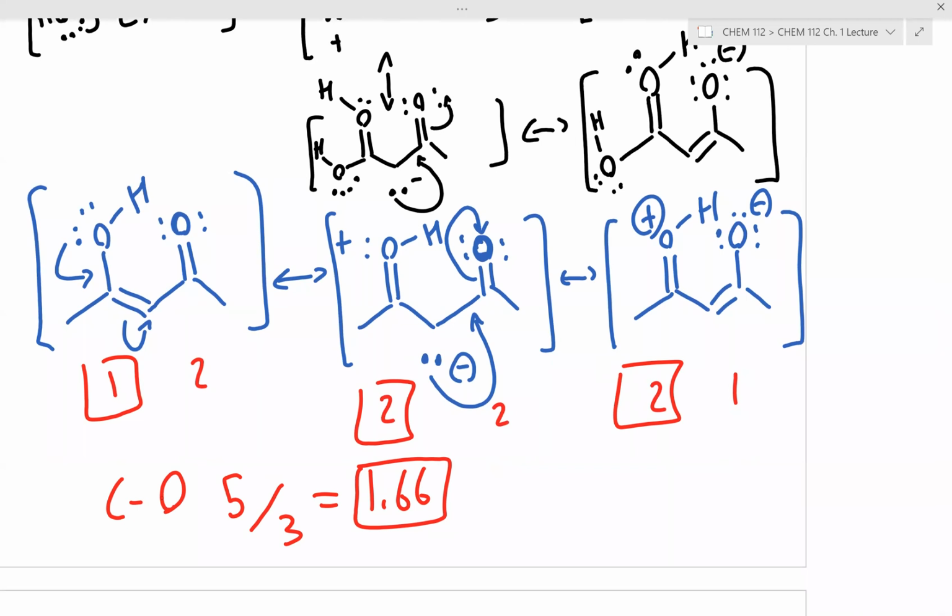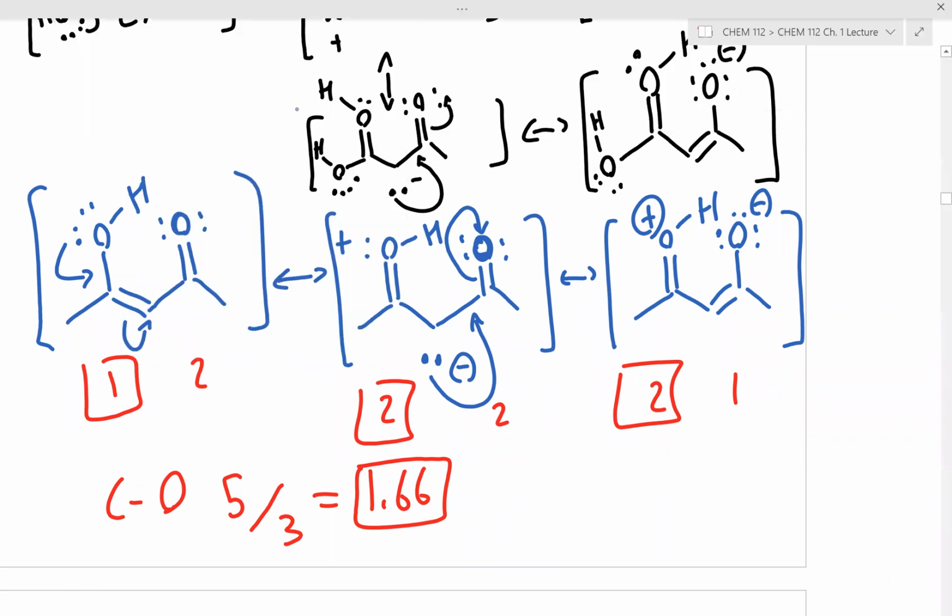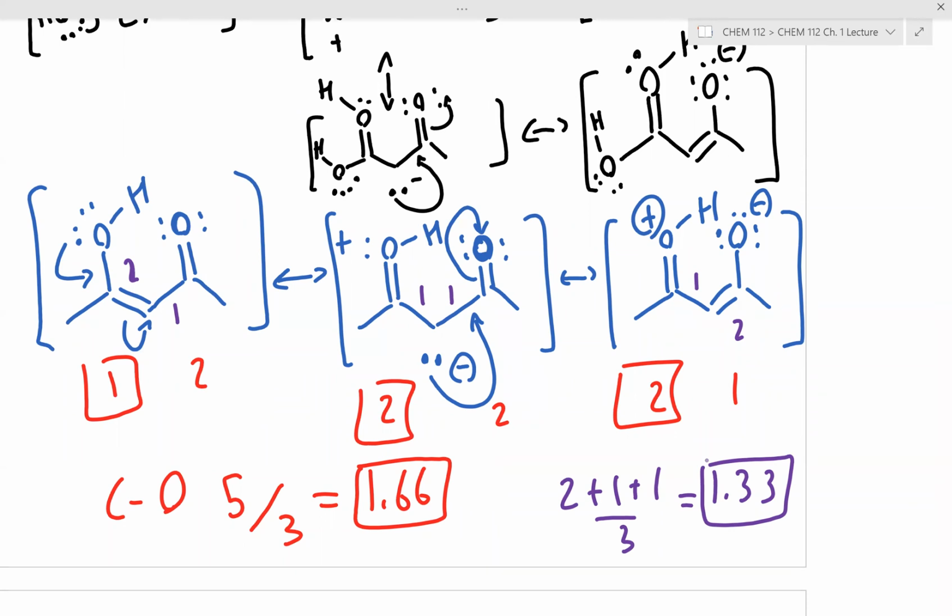Now, let's do the exact same thing for our carbon-carbon bond. So let's do that in a separate pen color. So in purple, we're going to look and we see we have a bond order of 2 and 1, 1 and 1, and 1 and 2. So if we add them up, 2 plus 1 divided by 3, we end up with a bond order of 1.33. Okay, so that's our analysis for our first structure. Does that make sense? Yes.